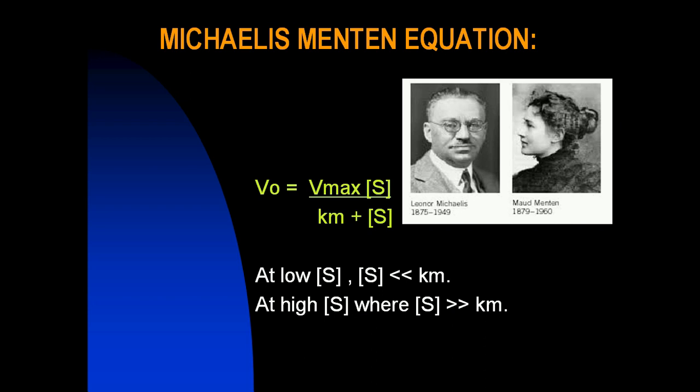There are two possibilities. When the concentration of substrate is much lesser than Km, the velocity of reaction is directly proportional to the concentration of substrate. On the other hand, when the concentration of substrate is much higher than Km, the rate of reaction is independent of the concentration of substrate.